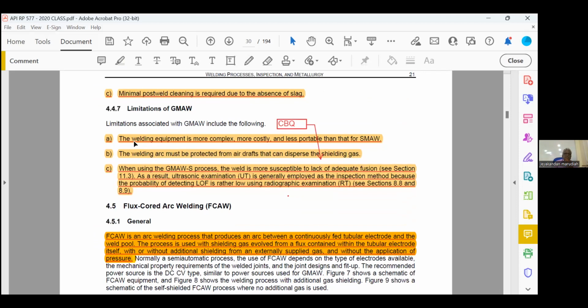Limitations. Highlight the A, B, C. The welding equipment is more complex, more costly, and less portable than for GMAW. The arc must be protected from air drafts, which can disperse the shielding gas. The weld is more susceptible to lack of adequate fusion. As a result, ultrasonic is generally employed as the inspection method, because the probability of detecting LOF is rather low with radiography. That is a closed book question.